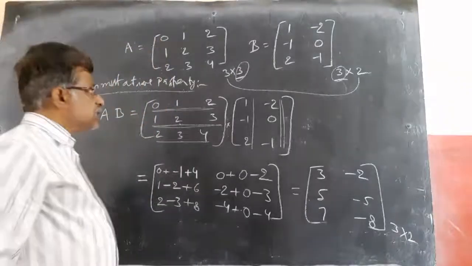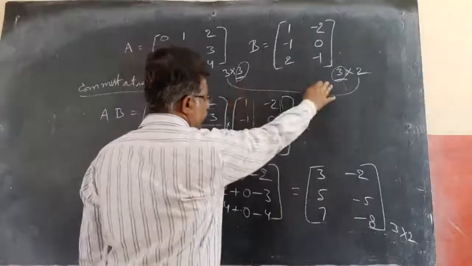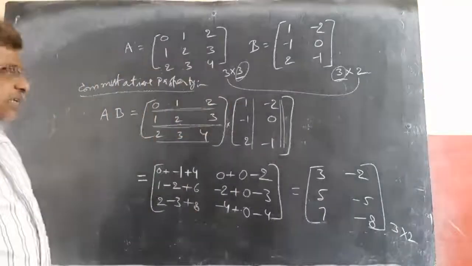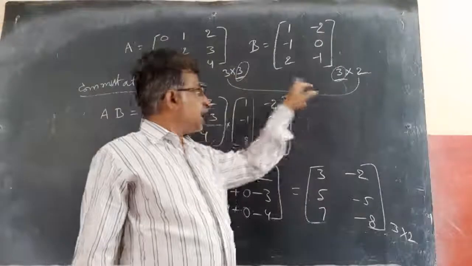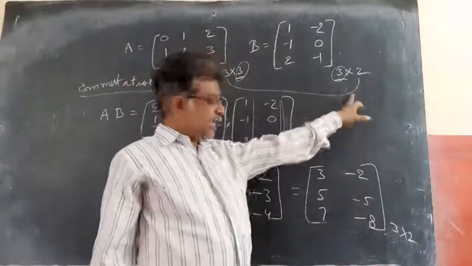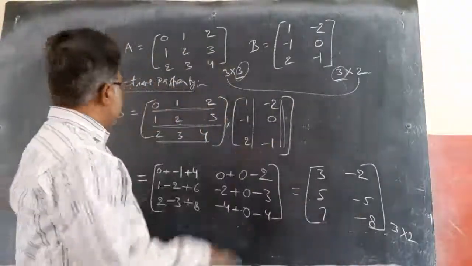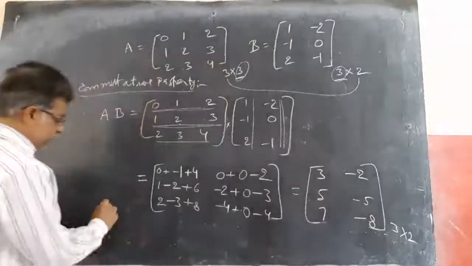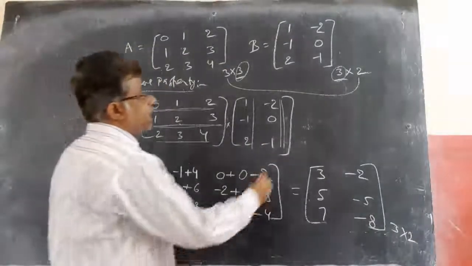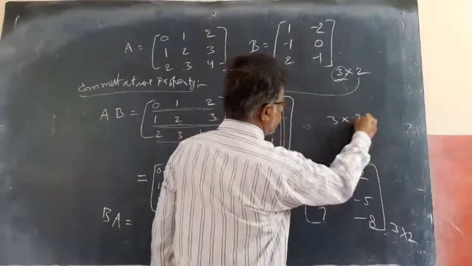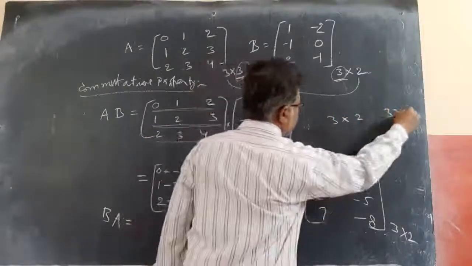Why, we will discuss. If you are multiplying AB, take the same example I am taking. If I multiply AB, I am getting 3 by 2 as the resultant. If I want BA, multiplication of B into A, is it possible? What is the size of BA? The size of A is 3 by 2 and the size of B is 3 by 3.